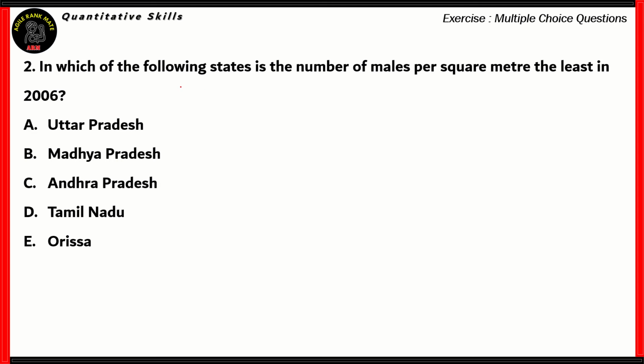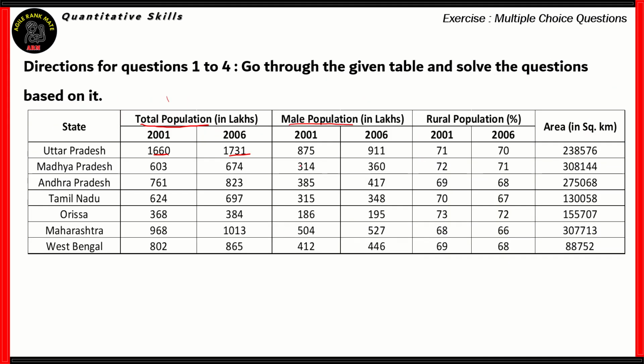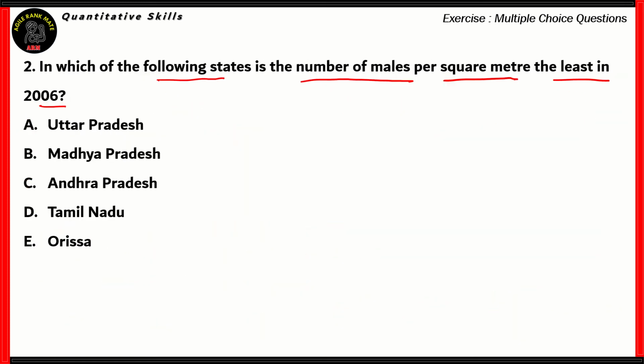Next question. In which of the following states is the number of males per square kilometer the least in 2006? So over here we have the male population in 2006. We also have the area in square kilometers. All you have to do is divide the male population by the area present in that state, and you'll find the number of males per square kilometer. So we have 5 options. Let's look at these 5 options and see which of them has the least number, the least concentration.